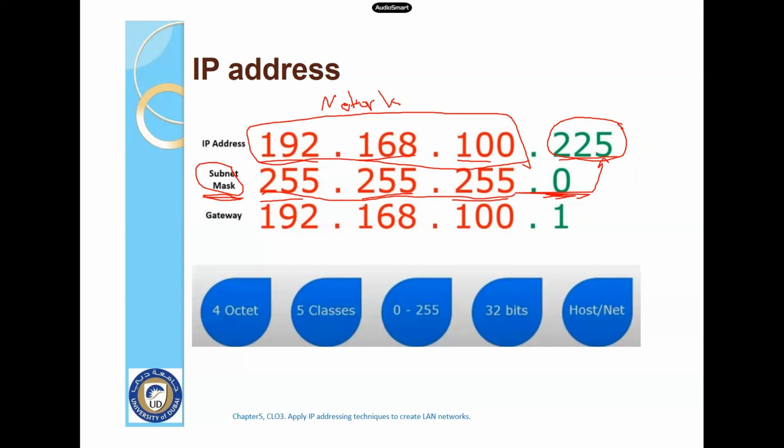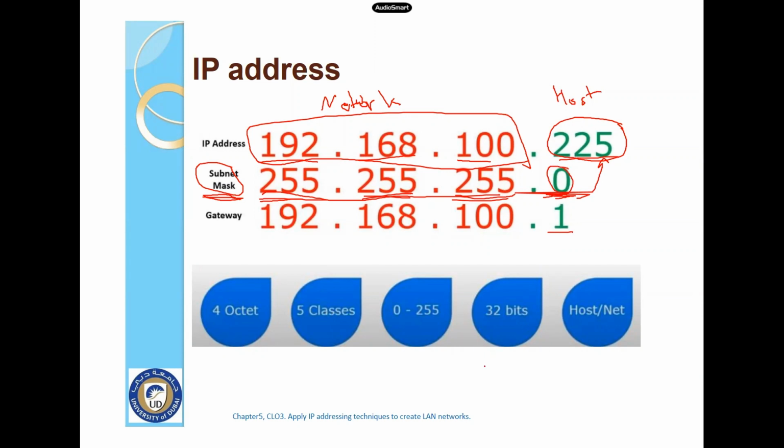How did I know that's the network? Because my subnet mask is 255.255.255 at these locations. Now the 255 is the host portion. How did I know? I have a 0 here. A special address known as the gateway always has a host portion of 1.